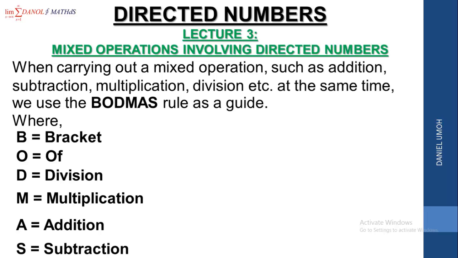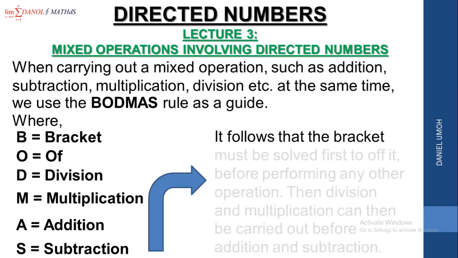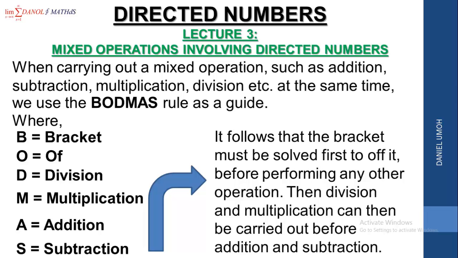What it means is that the bracket has a greater strength. It is to be considered first before you talk about of. Then the division and multiplication have the same strength, they are of equal strength. They are to be considered before addition and subtraction. Here, addition and subtraction have what? Equal strength. Okay, follow us. We're going to explain this to you when we are solving some problems. As we told you earlier, the bracket must be solved first, then of, before performing any other operation. Then the division and multiplication can be carried out before you can now talk about addition and subtraction.